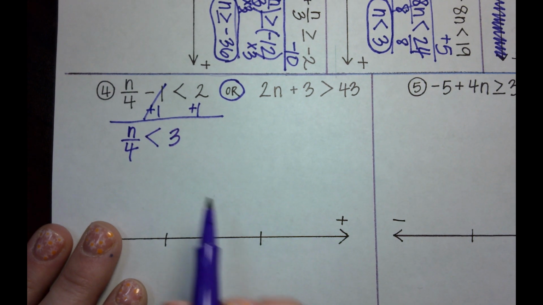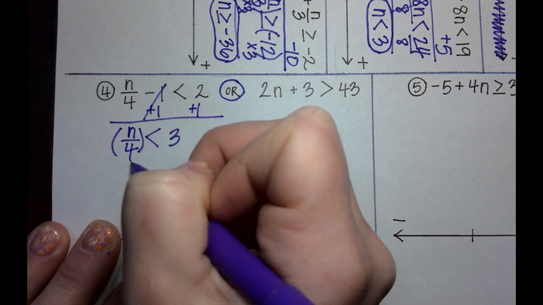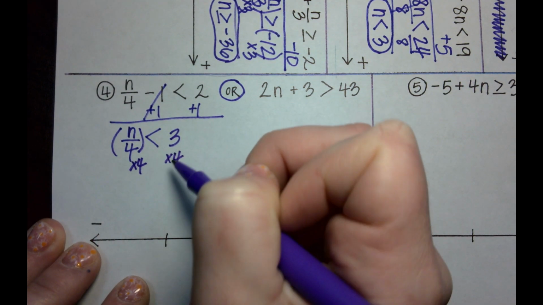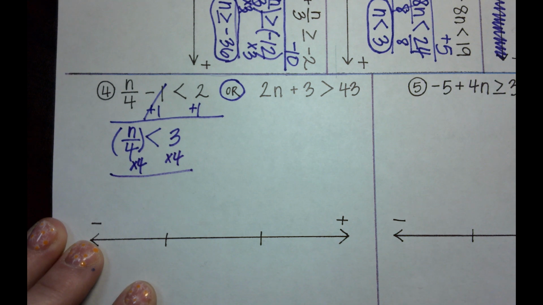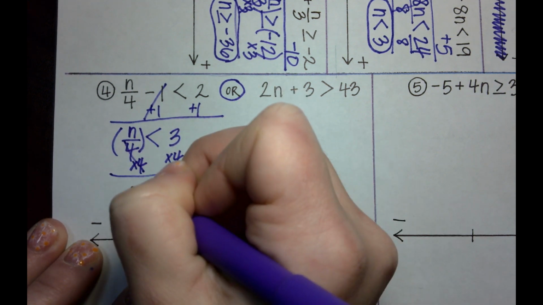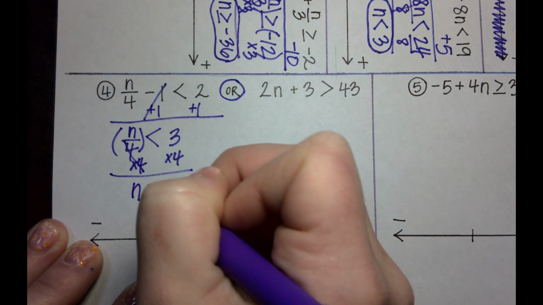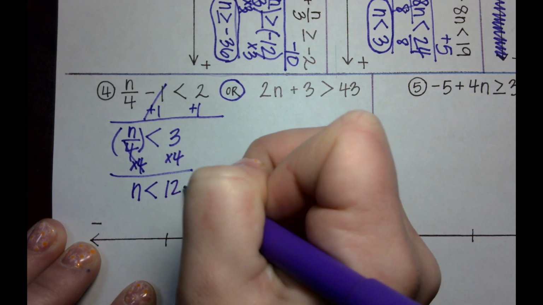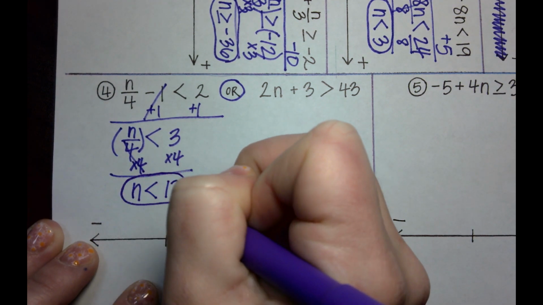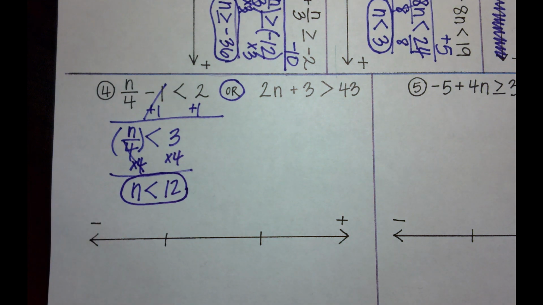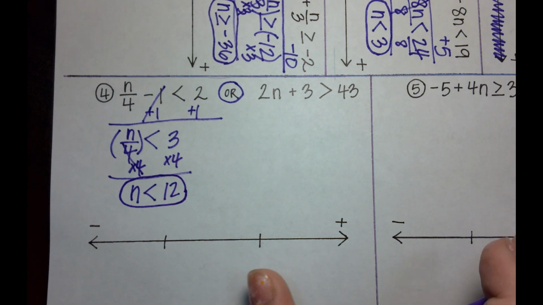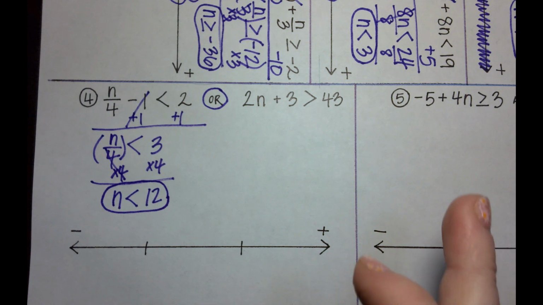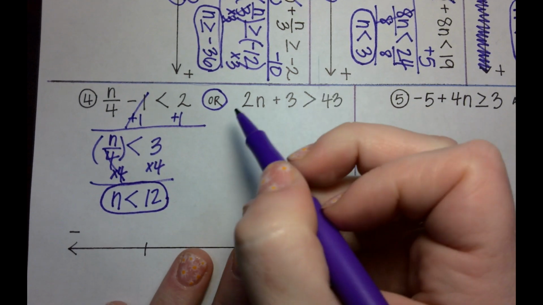Then I'm going to multiply by 4 on both sides. My 4's cancel. N is less than 12. Perfect. N is less than 12. Good, good, good. All right. Everybody got that part so far? Okay, let's look at the other half.